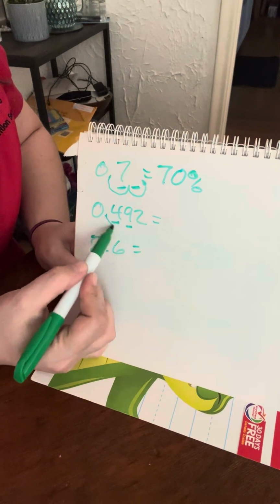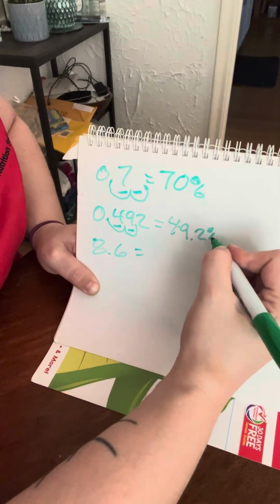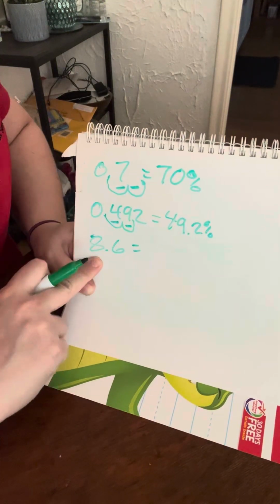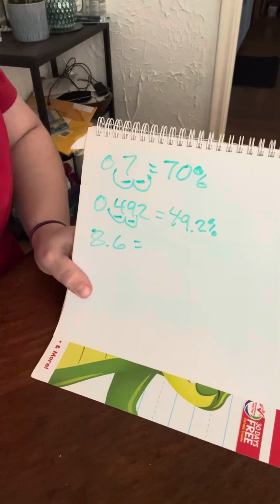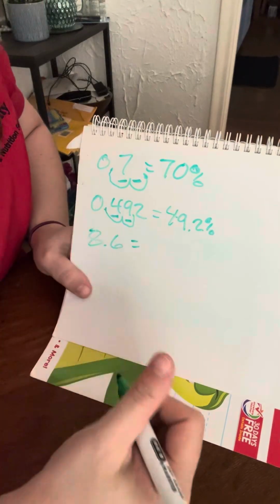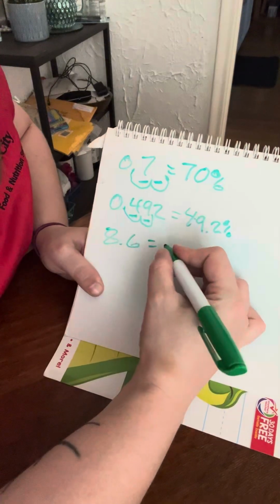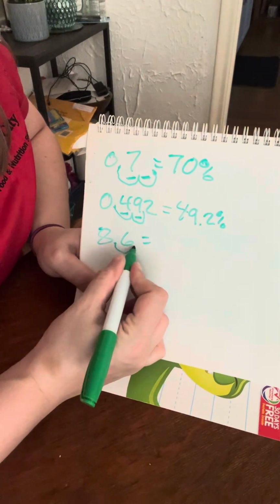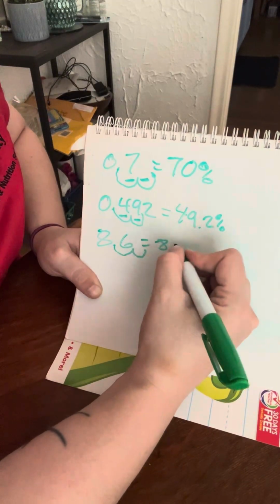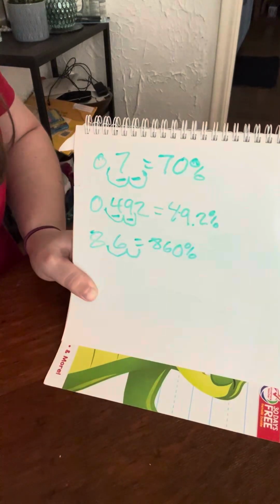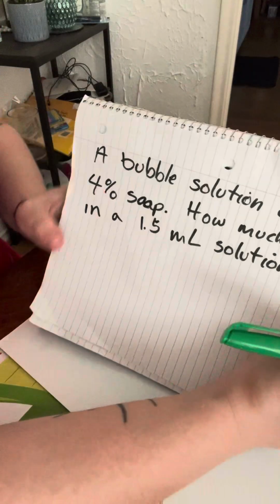So the next one I chose is 0.492, and again, we're just gonna go past the tenths, past the hundredths, 1, 2. So then that equals 49.2%. So then here we have 8.6, and that is a good example to proceed to, since just like with the fractions, it's an improper fraction, so you can see what that looks like. So we're going to move the decimal point 2 places to the right, and you're going to get 860%.